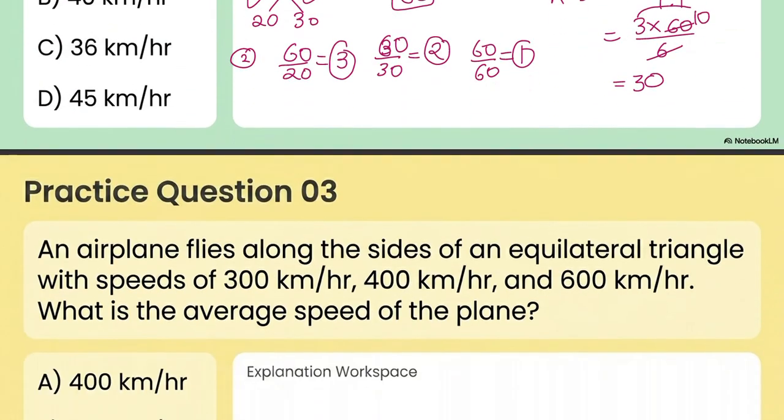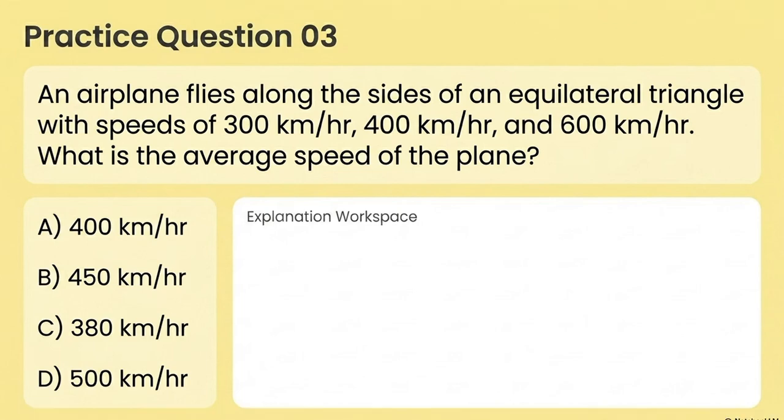Look at the next problem. An aeroplane flies along the sides of an equilateral triangle. So again, it is given here an equilateral triangle. That means this journey is divided into 3 equal paths, so we can apply this trick here. The speeds are given: 300, 400 and 600. We have to find out the average speed.